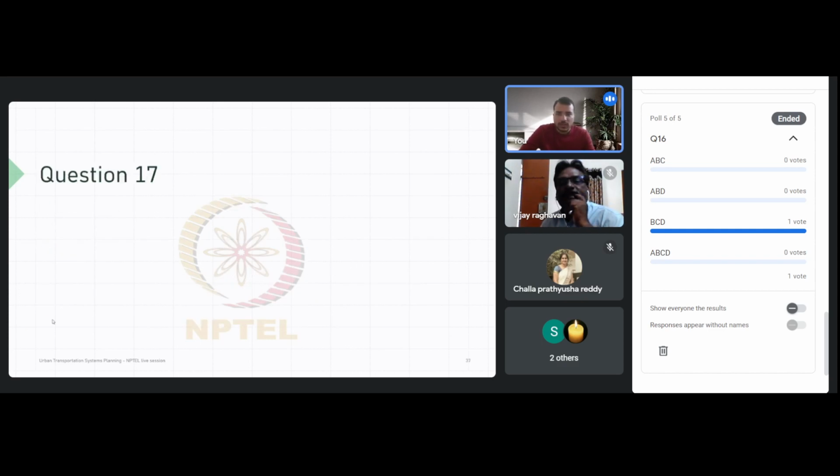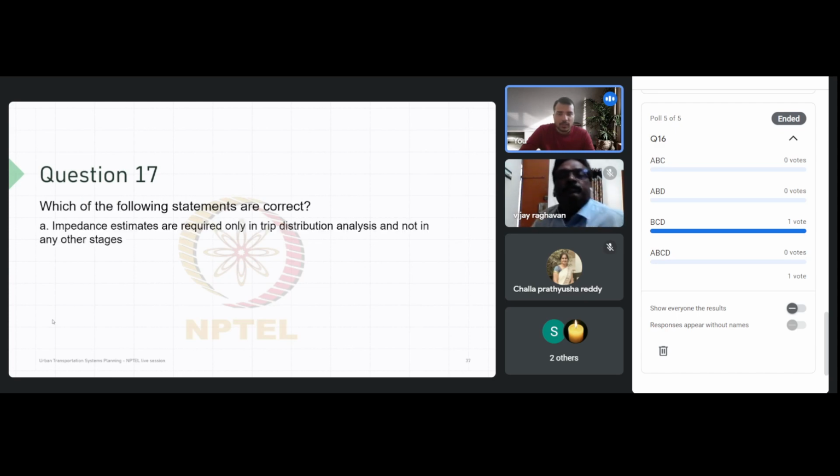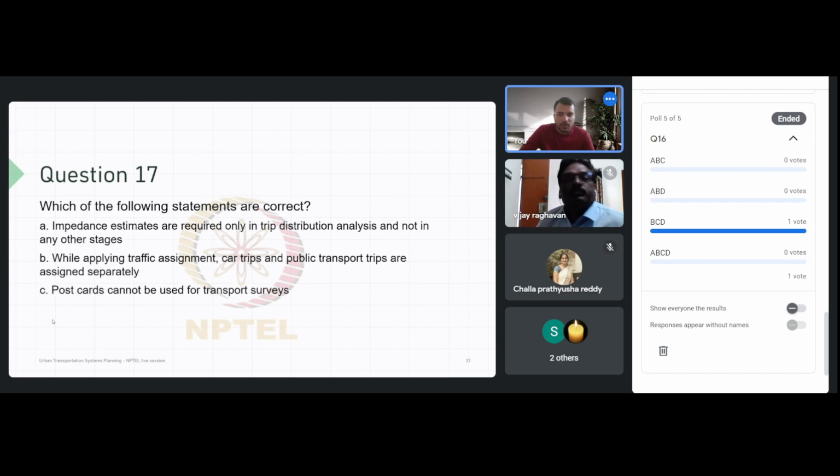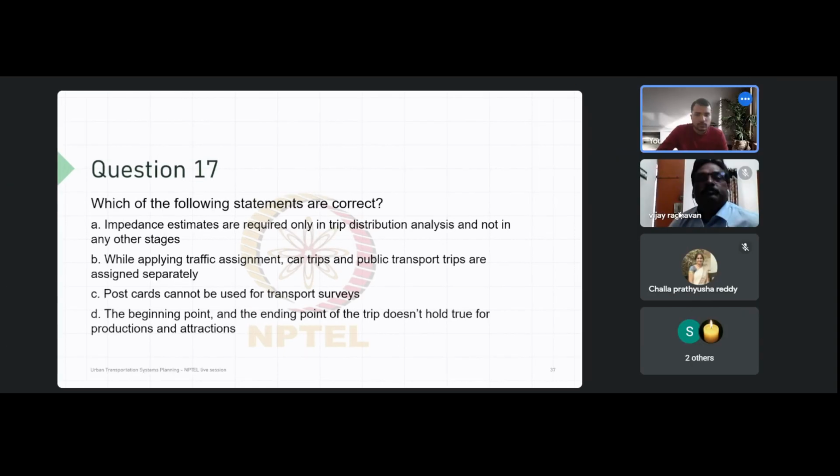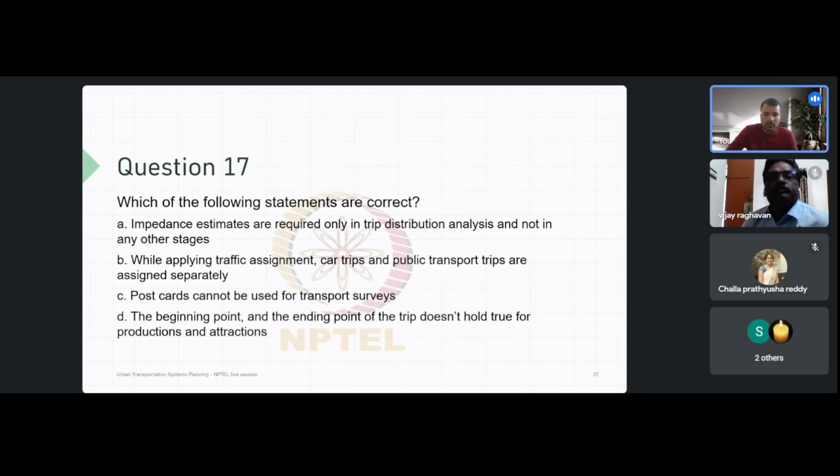So question 17, which of the following statements are correct? Impedance estimates are required only in trip distribution analysis. While applying traffic assignment, car trips and public transport trips are assigned separately. Postcard cannot be used for transport survey, and beginning point and ending point doesn't hold true for productions and attractions. So can I have some response for this quickly? Then we'll discuss the answer.